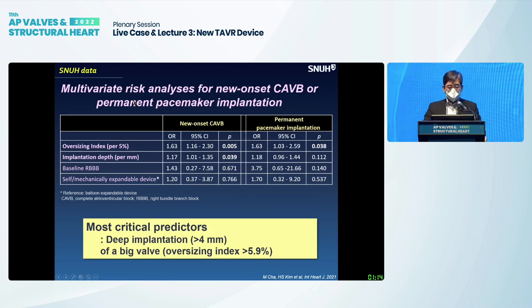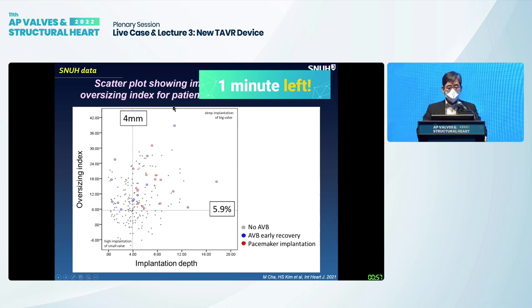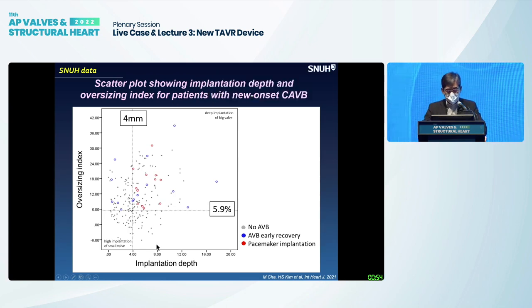We also analyzed multivariate risk for new onset AV block or pacemaker implantation in our SNU cohort: oversizing, deeper implantation, baseline RBBB, and other risk factors for such an event. Here's an actual scatter plot showing implantation depth and oversizing index that influenced no AV block, recovered AV block, and pacemaker implantation. Thus, in this data, if you do oversizing and deeper implantation, there is an incidence of pacemaker implantation.